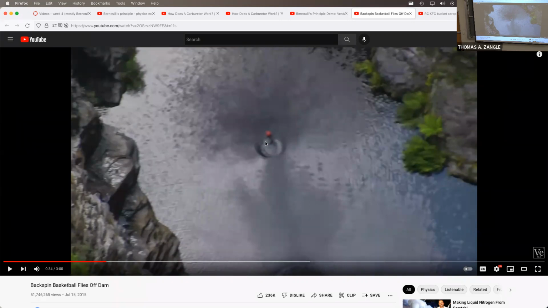By the Bernoulli equation, this higher velocity is going to result in a lower pressure at the top. The lower velocity means we're going to have a relatively higher pressure at the bottom. And the net result of this will be a net pressure force that pulls the ball up. So this rotation can actually cause this whole thing.